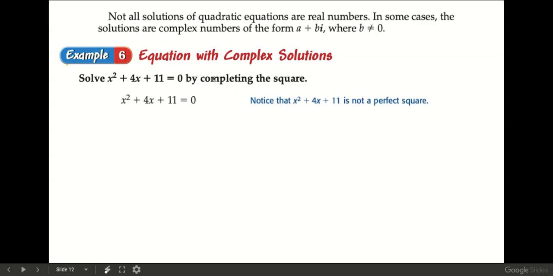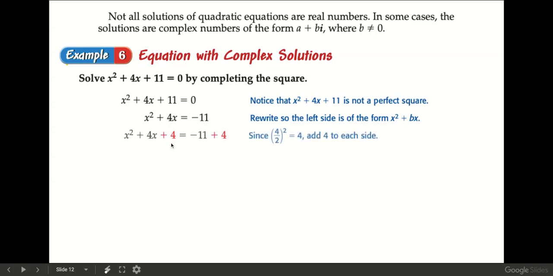So again, if I use my normal completing the square technique, I would go ahead and subtract 11 from each side. And then I would go ahead and add the constant to make this a perfect square trinomial. So again, that would just be 4 divided by 2 squared, which would be 4. So I'm going to add 4 to both sides. And again, I can see now this is a perfect square trinomial. That's going to factor into x plus 2 squared, right? Because it's going to be x plus 2 times x plus 2. And then negative 11 plus 4 is negative 7.